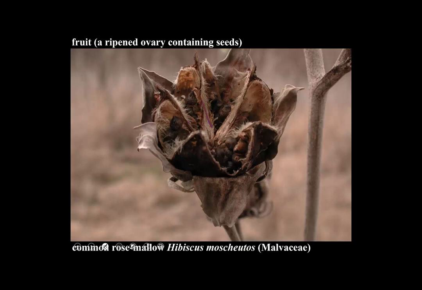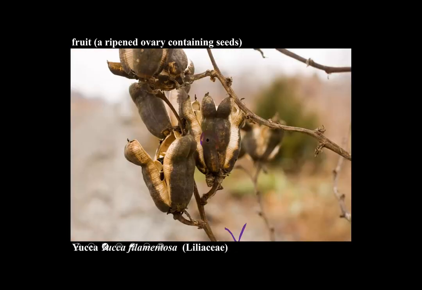But I digress. This is a picture of a hibiscus fruit, a dry, ripened ovary containing seeds, which we saw was divided into some chambers that showed that it was a syncarpous gynoecium. The yucca fruit that we learned about, that cool symbiosis with a moth, is another example of a syncarpous gynoecium. You can see it has three carpels.